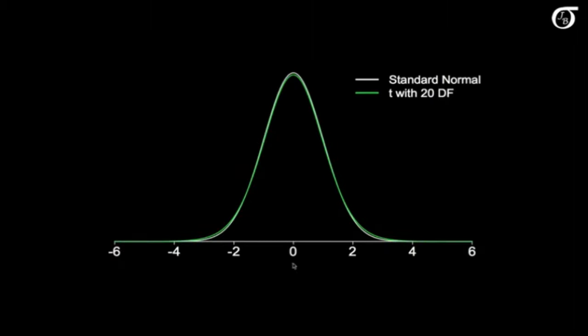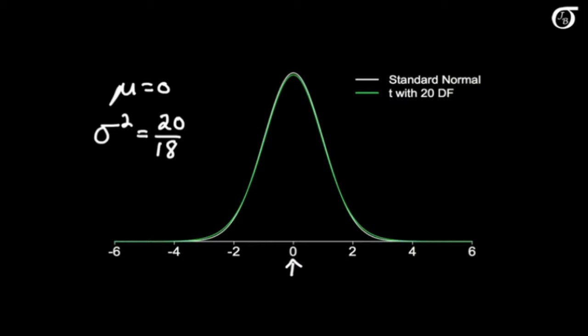The median is right here at 0, and the mean is also 0. The variance is the degrees of freedom over the degrees of freedom minus 2. In this case, that's 20 over 18. Note that's a little bigger than 1, which is the variance of the standard normal distribution.